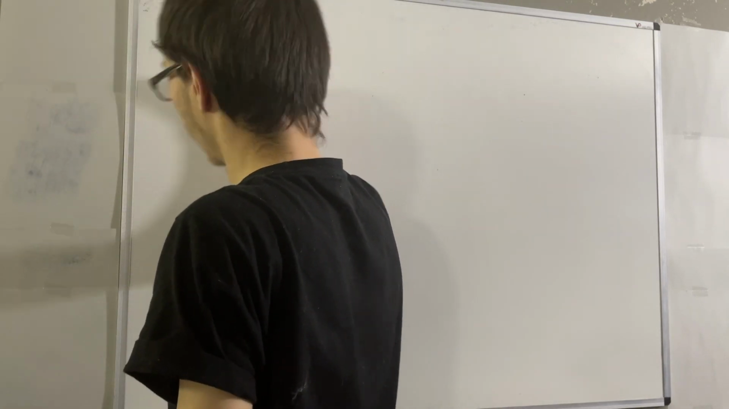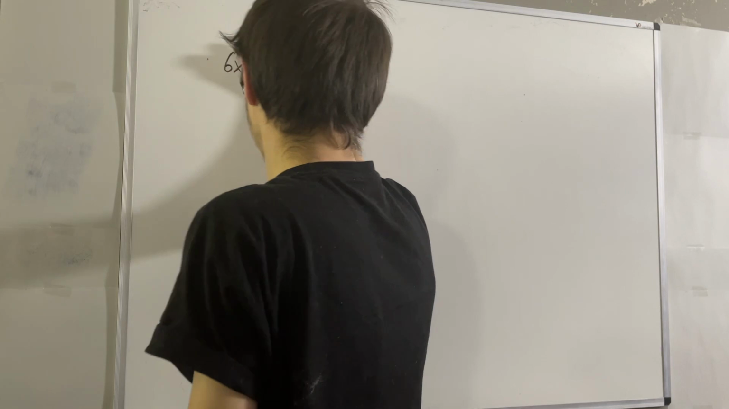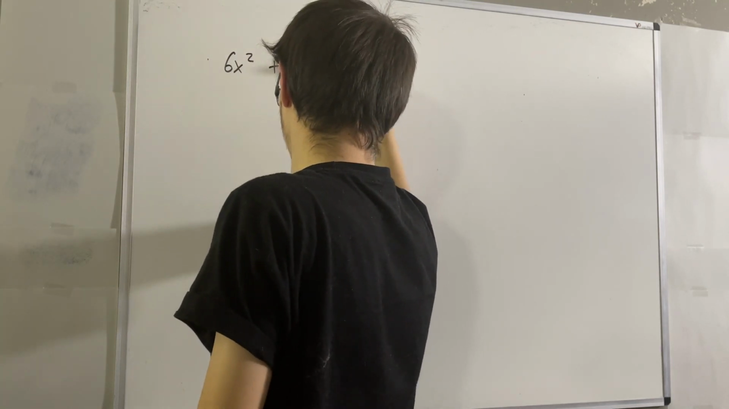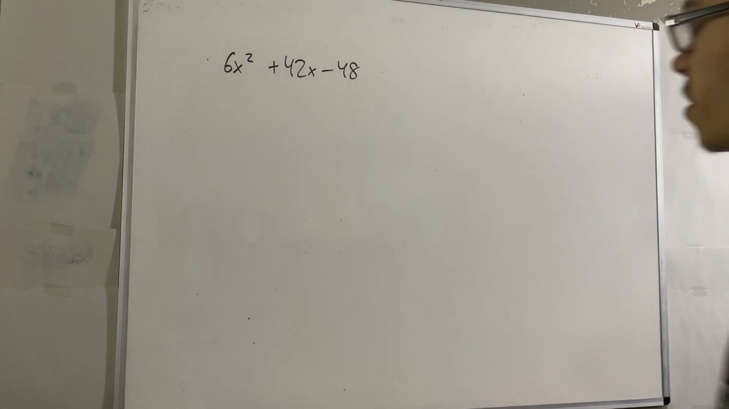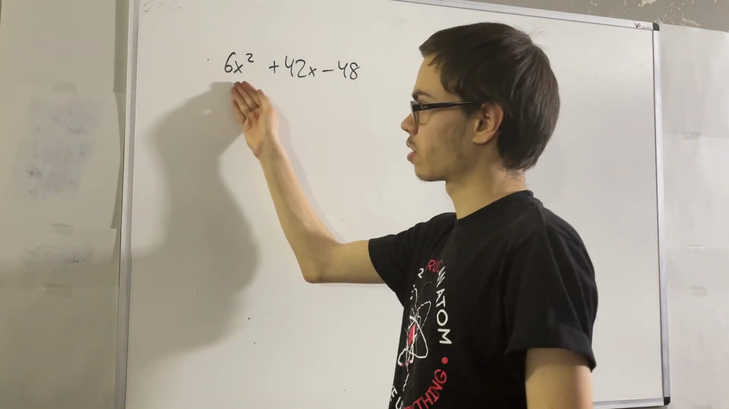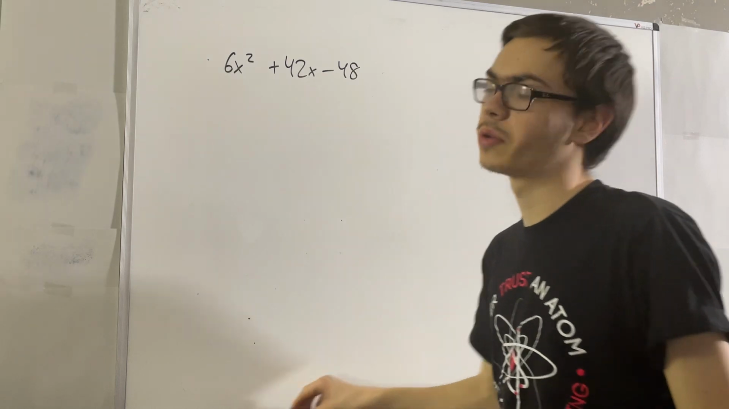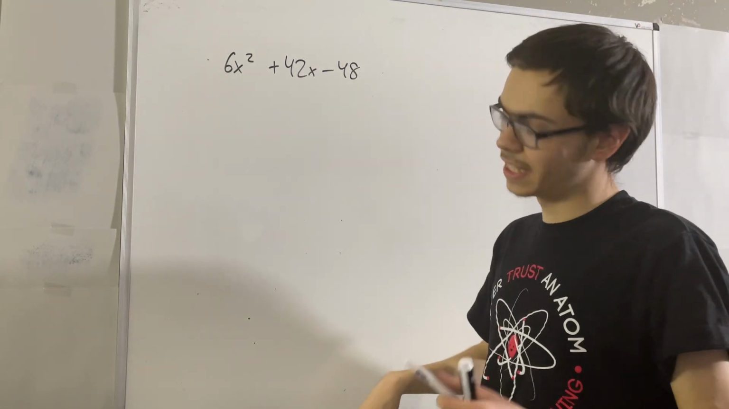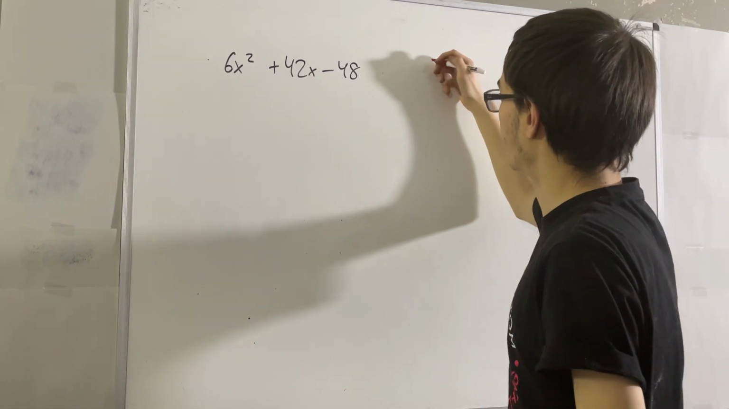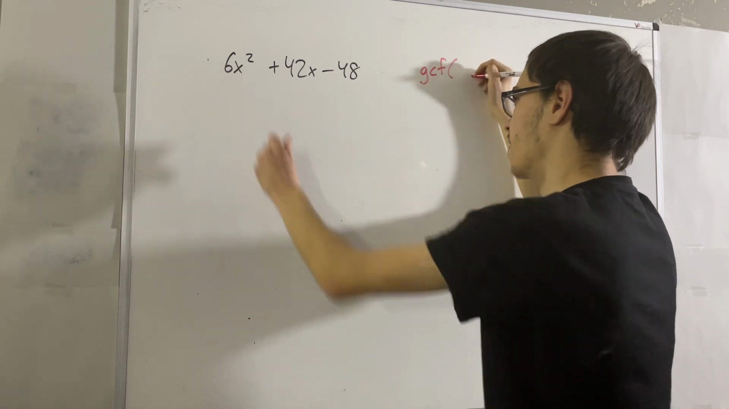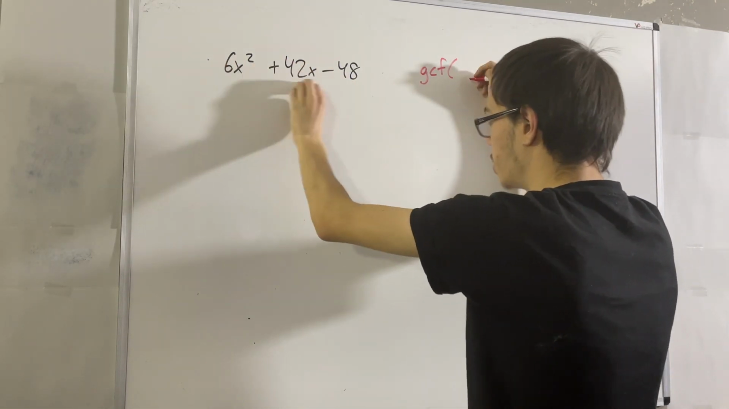Next, for our next example, we have 6x squared plus 42x minus 48. Factor completely. Now, to factor this one, again, it's in the form of ax squared plus bx plus c. So at this point, we probably know that we're going to be looking for whether or not there exists a greatest common factor between these three numbers. So really, we're trying to determine the greatest common factor of 6, 42, and 48.